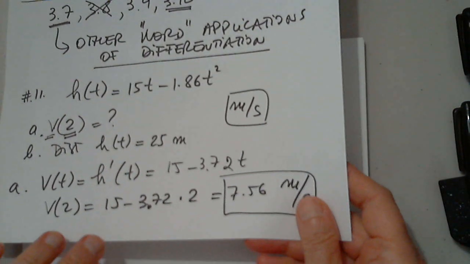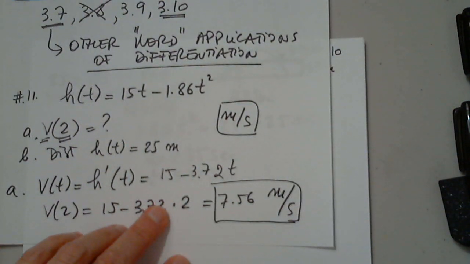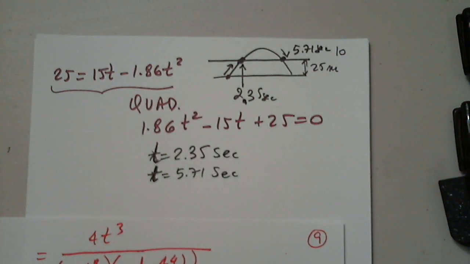Here's my velocity. And like I always recommend, please put in the velocity in y equals. That is 15 minus 3.72 t, because it's so much easier to plug in. What am I plugging in? I'm plugging in 2.35. And I'm plugging in 5.71.